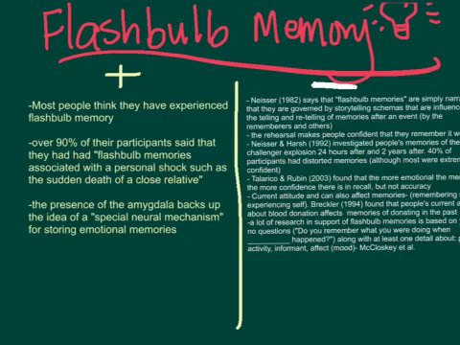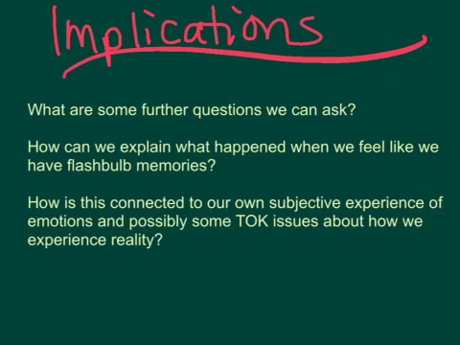So this is pretty straightforward. What I'm gonna do is go to the next slide. Basically, it's just time to think about the implications, a little bit of critical thinking here, okay? So what are some further questions we can ask? What does it take, for example, for someone's neural mechanism to get triggered, right? How do we know how surprising or emotional an event has to be to, quote, trigger this emotional memory that Brown and Kulik are talking about?